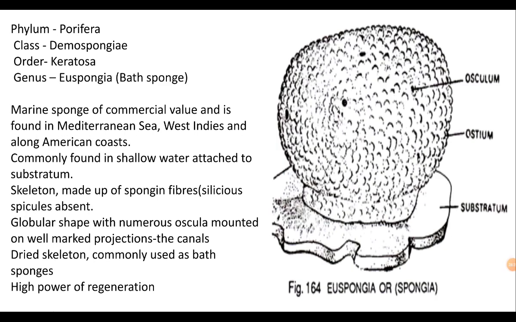Euspongia. It belongs to phylum Porifera, class Demospongiae, order Keratosa. Euspongia is a marine sedentary form found attached to the rocks. It is commonly found in warm shallow waters with a rocky bottom, and the body is massive with variable shapes, often showing a globose shape or cup shaped structure, and it is dark brown to blackish in color.